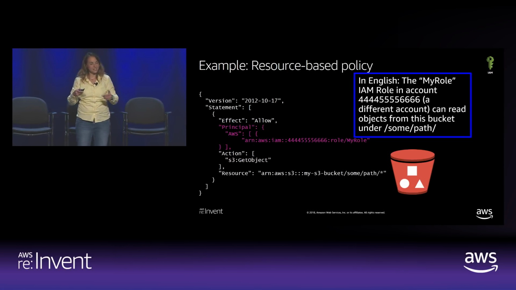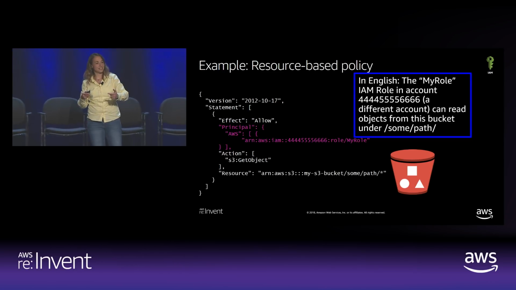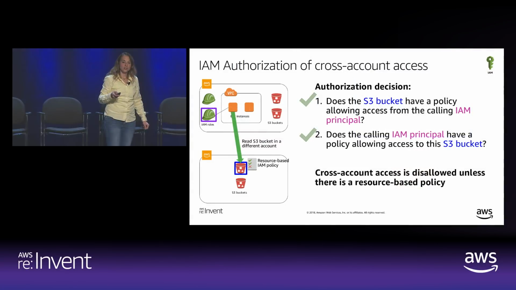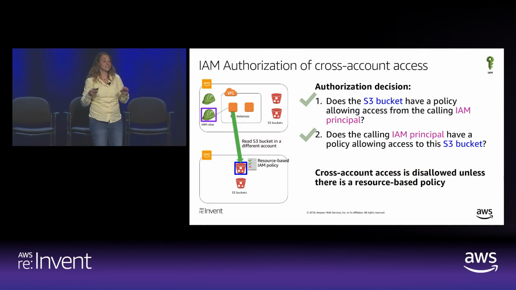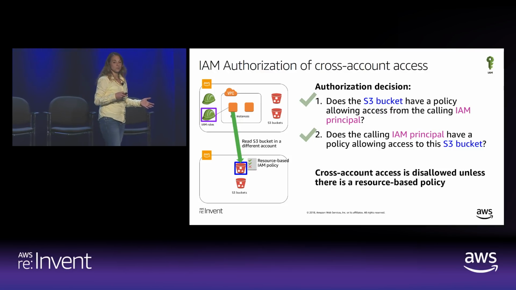And if you think about it, that makes sense. The bucket is owned by this other account. So something in this account needs to be letting that first account in. So here's how that works when you're doing access to AWS resources across accounts.